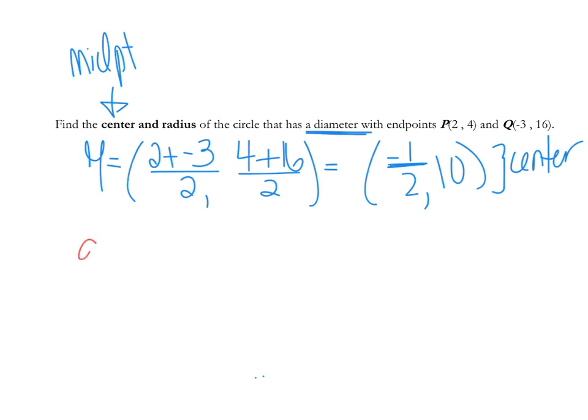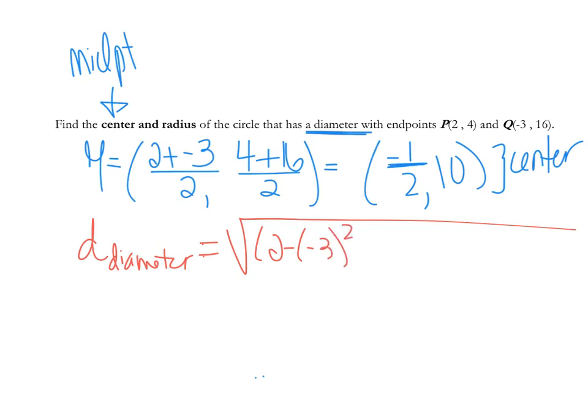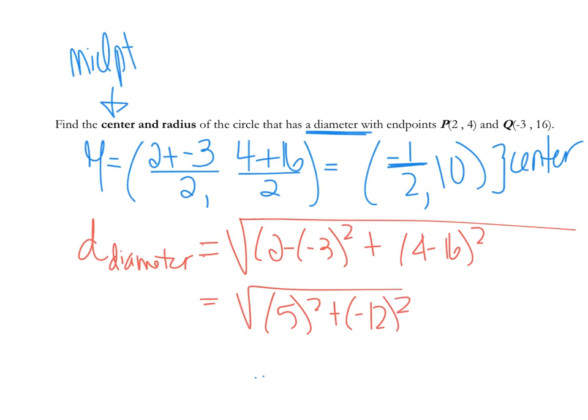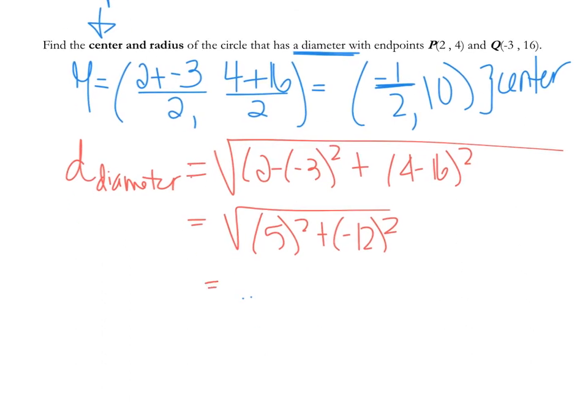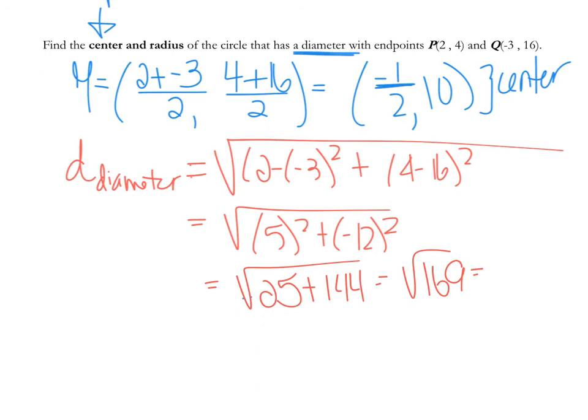So the distance for the diameter is the square root of 2 minus the negative 3 squared plus 4 minus 16 squared. So that gives me 5 squared plus negative 12 squared. Remember that when you square a negative number, it becomes positive. So 25 plus 144 equals 169. Then we need to take the square root of that, which is going to be 13. So that is the length of the diameter.